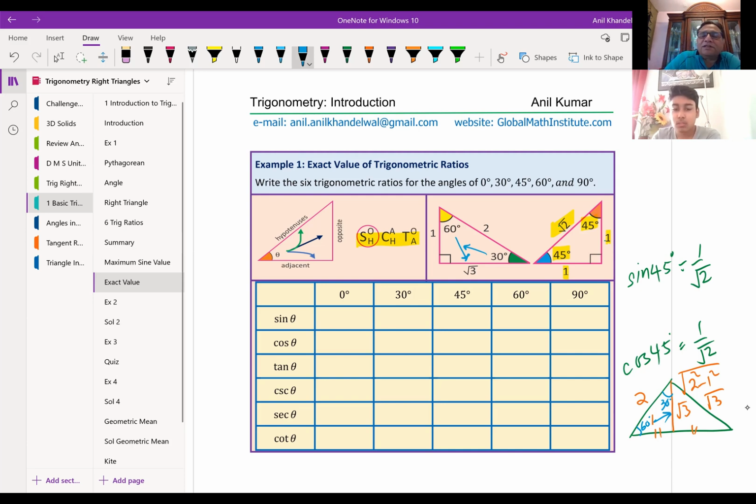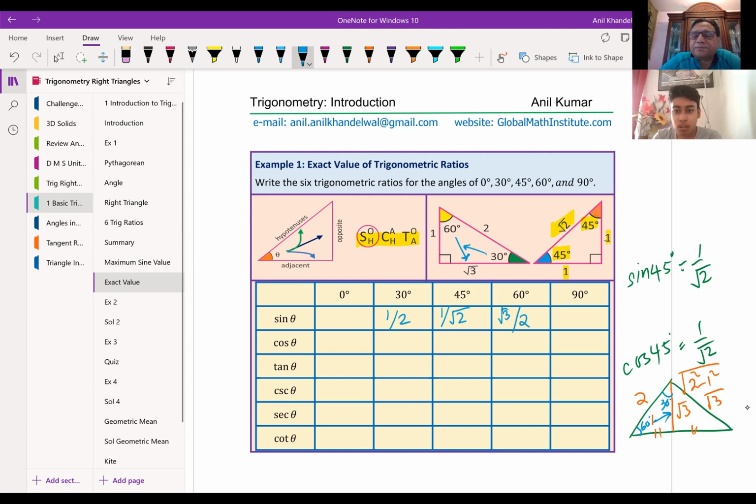So what is sine of 30 degrees? Can you tell me what is sine of 30 degrees? It would be basically 1 over 2. Perfect. Sine of 45 degrees would be 1 over square root of 2. Sine of 60 degrees would be square root of 3 over 2.